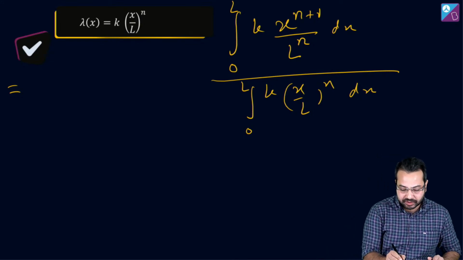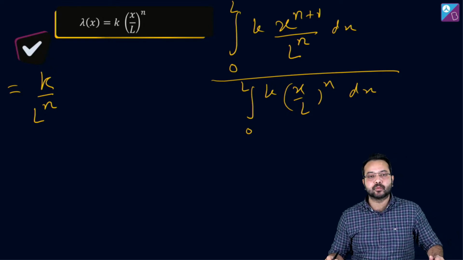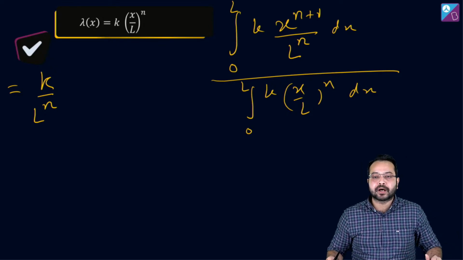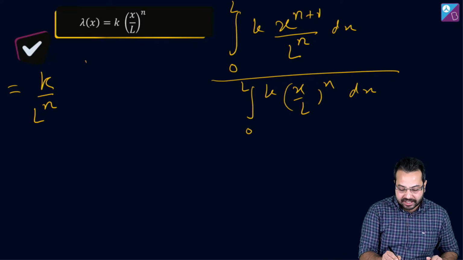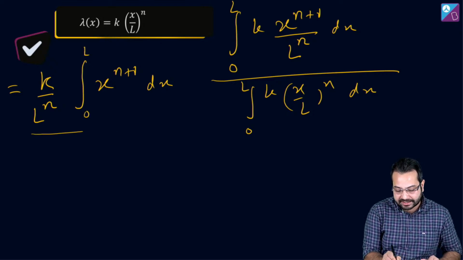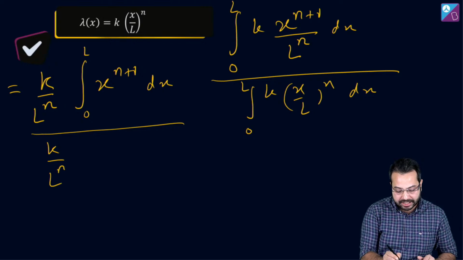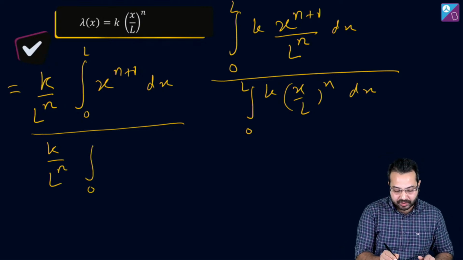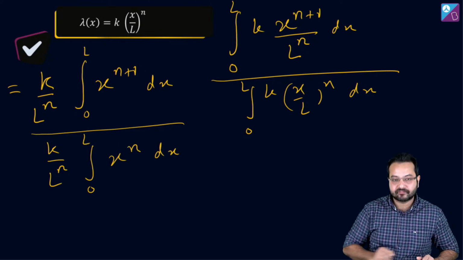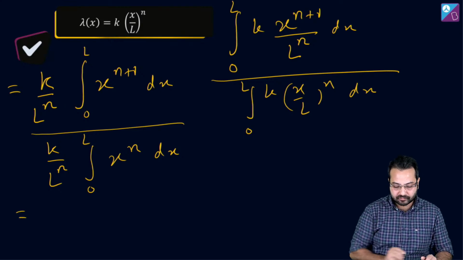The constant terms come out: k is a constant term, and L to the power n is a constant term. So k upon L to the power n comes out, and then we have the integral of x to the power n plus 1 dx from 0 to L, divided by, similarly, we can take out k and L to the power n, and this will become the integral of x to the power n dx. Is that correct? Perfect.